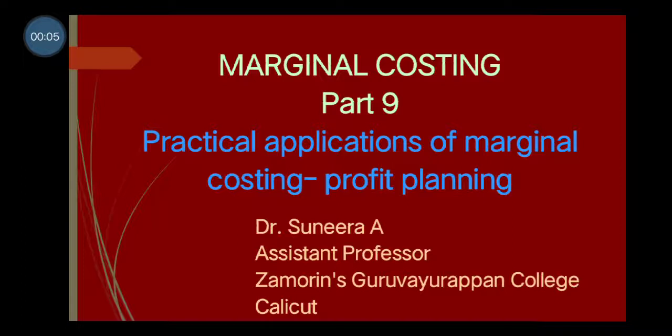Marginal costing is one of the techniques of costing, one of the important tools of management accounting, or one of the important tools of financial analysis. And this marginal costing has lots of practical applications. Management can make use of marginal costing for making decisions in the organization. So what are the areas in which the management can go for marginal costing for making important decisions? That is the topic of today.